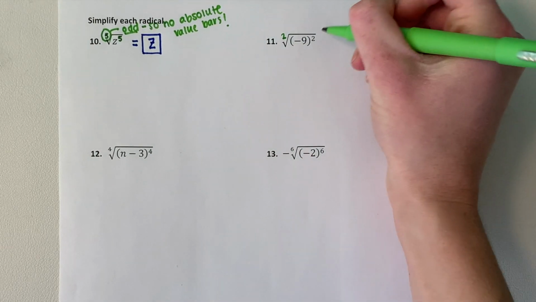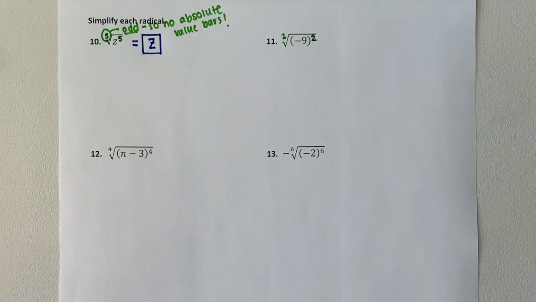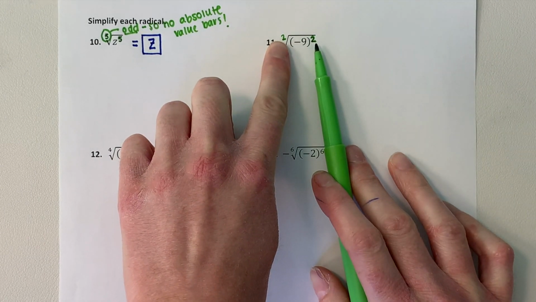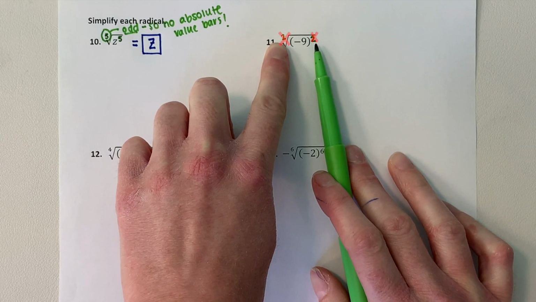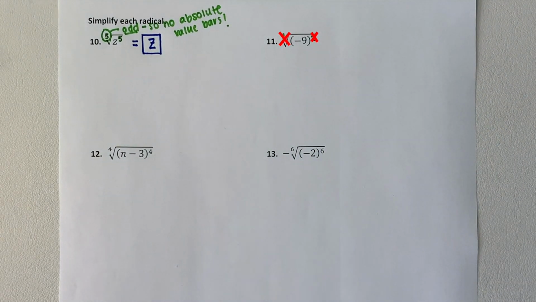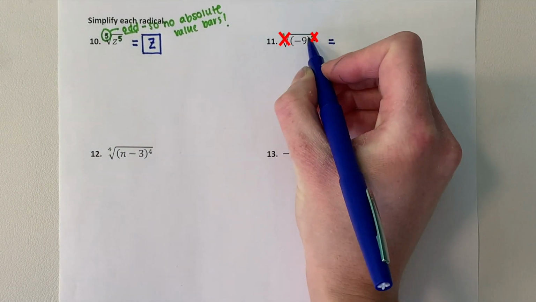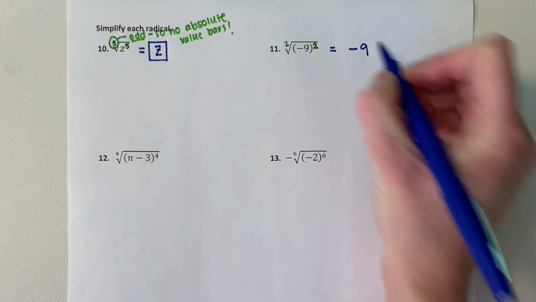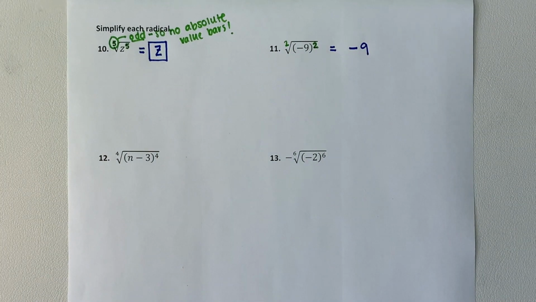Since the index matches this exponent, we can use that special rule, and that special rule tells us that when these numbers match, they're inverse operations and they cancel each other out. So the square root and the square cancel each other out, leaving us with this quantity here, -9, but we have to decide if we need absolute value bars or not.